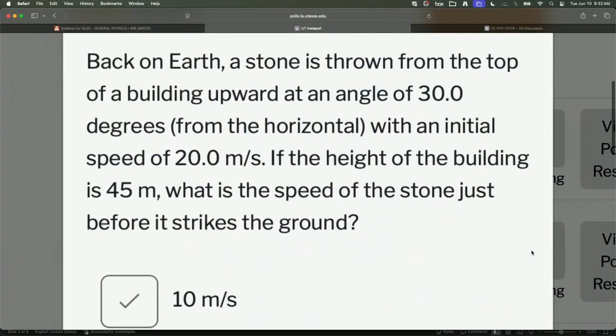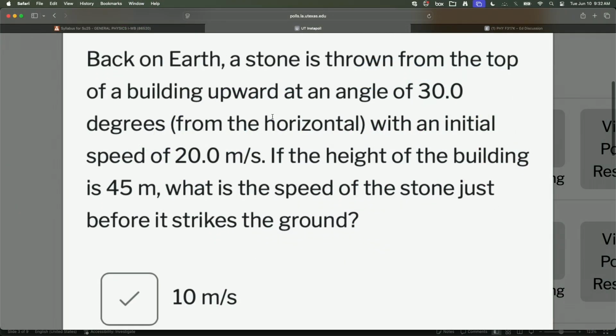So go into our computer here. Same stone being thrown from the same building, same angle, same speed, height of the building is the same. Now it's asking, what is the speed of the stone just before it strikes the ground? After it strikes the ground, that's pretty clear, it comes to rest. But just before, say 0.1 seconds before it strikes the ground, a very small time period, how fast is it moving? We want the magnitude of velocity, the speed.